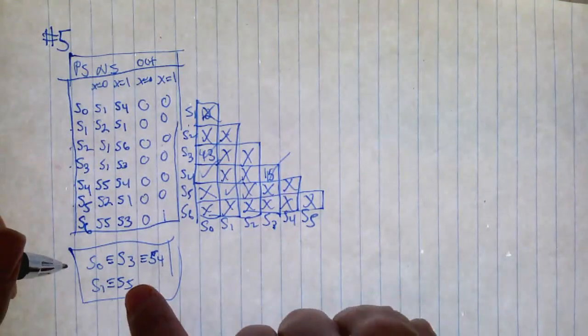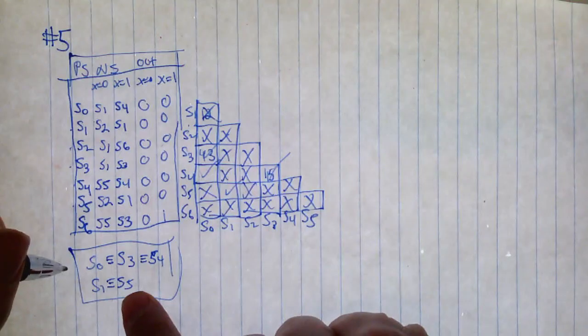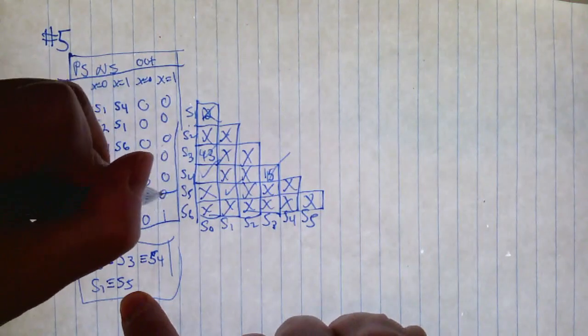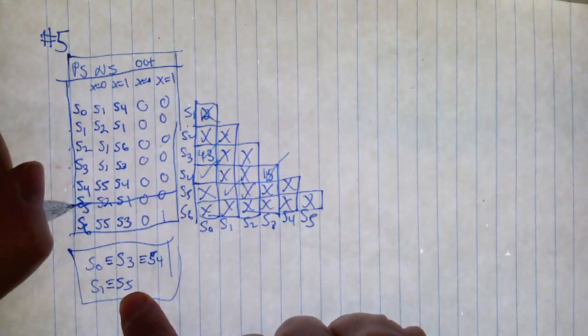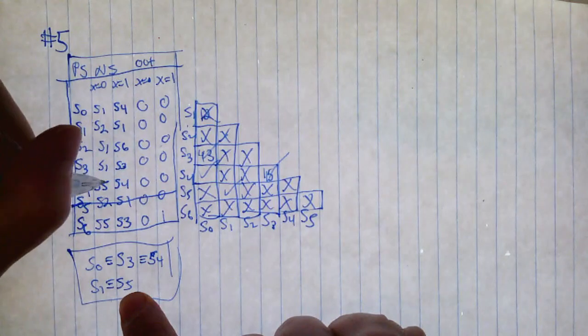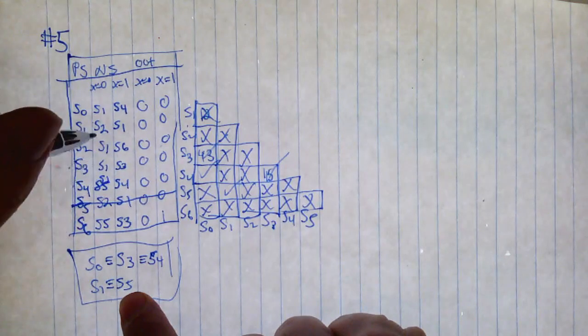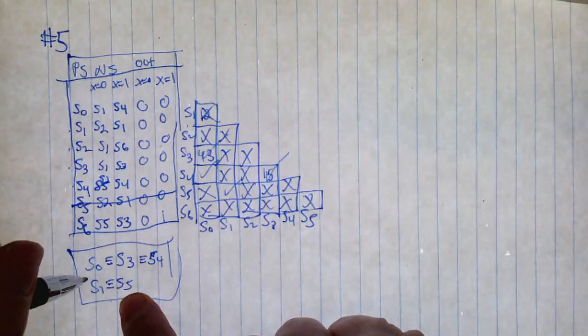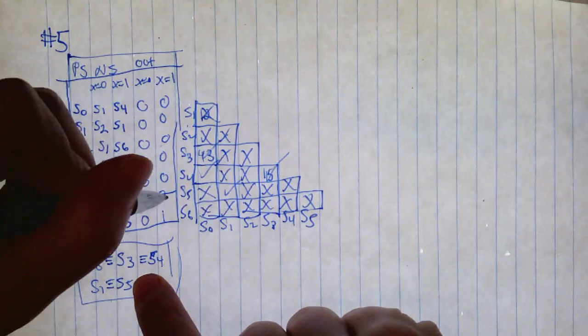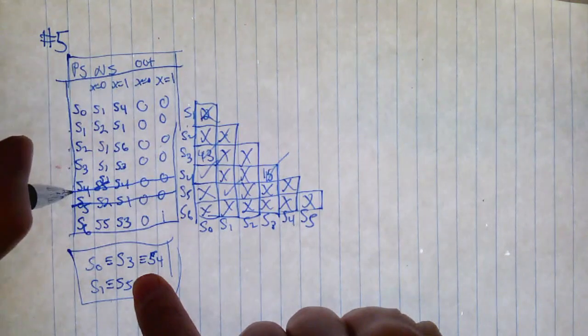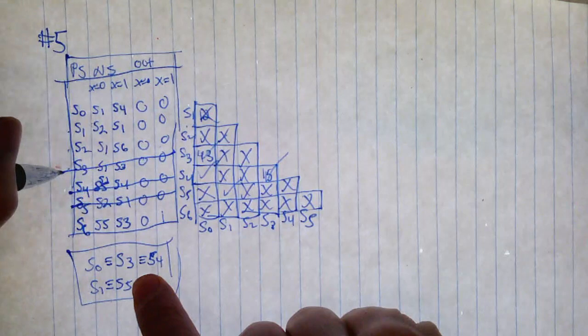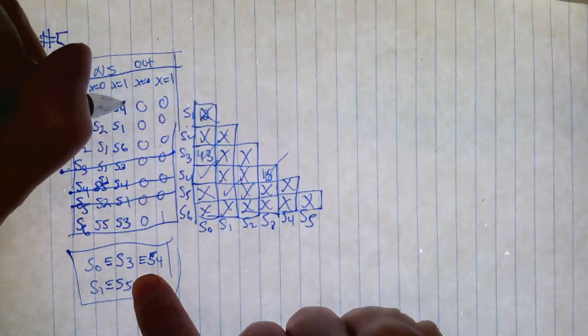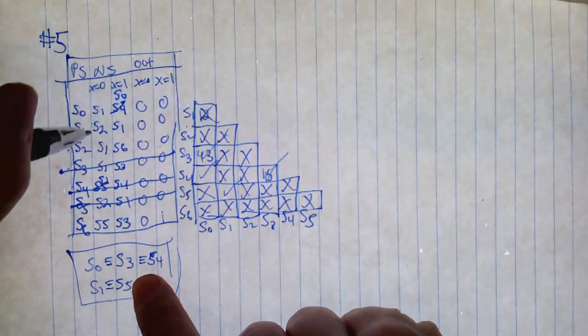And so what that says to me is that if you see S5, you can cross it out and write S1. If you see S4 or S3, you can cross it out and write S0.